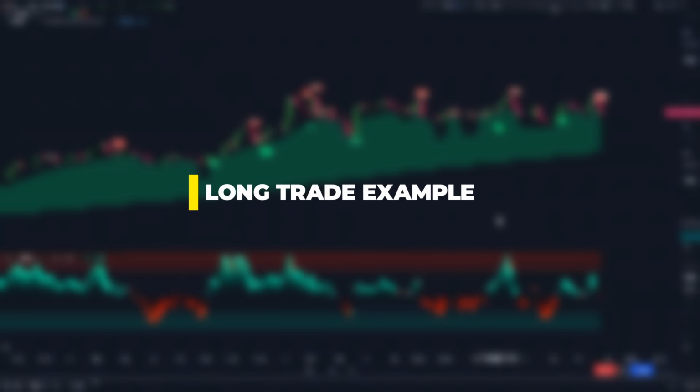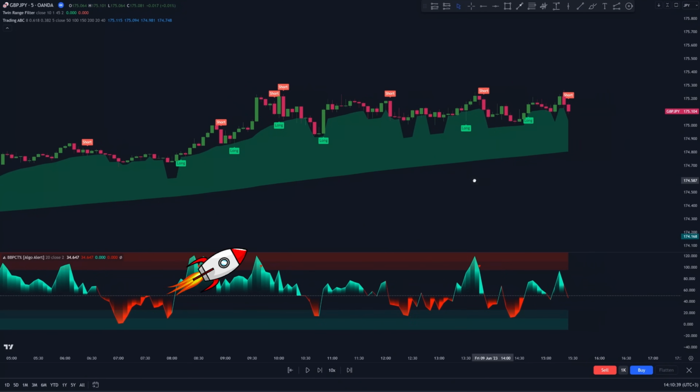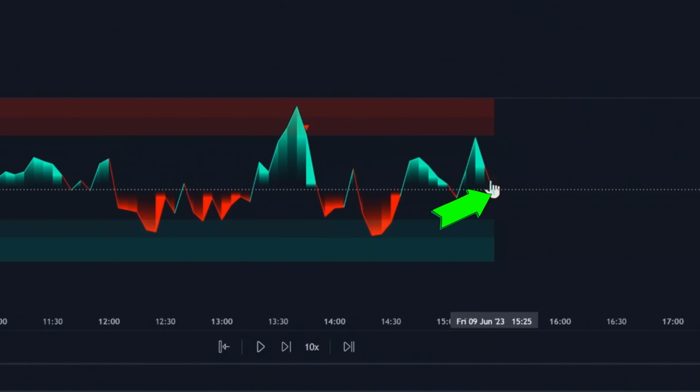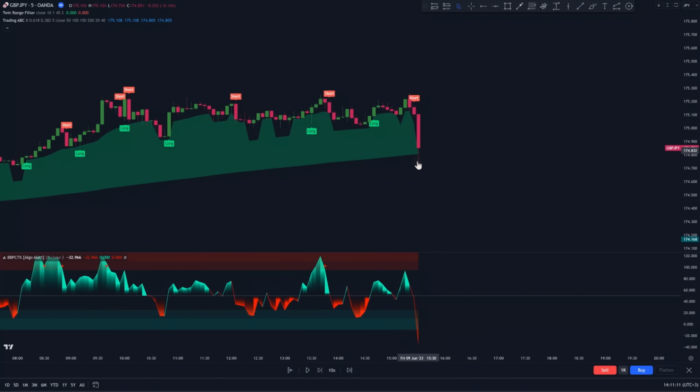To take a long trade, first, the trend ribbon of the Trading ABC indicator should be colored green and the price should be trading above it. This indicates that the market is in a bullish trend. Second, the Bollinger Bands Percentile line, this red wave right here, should break below the lower band of the Bollinger Bands Percentile indicator. This indicates that the price is oversold and therefore a higher probability of it going back upwards.